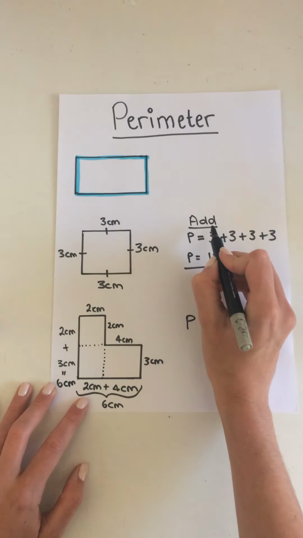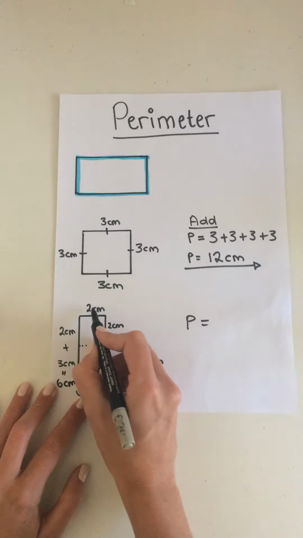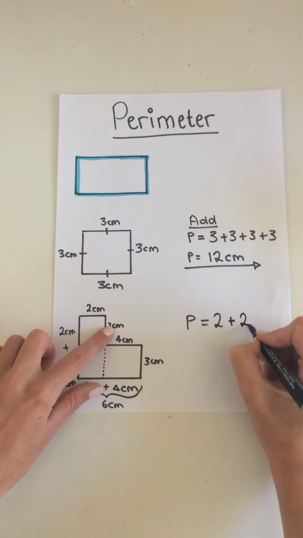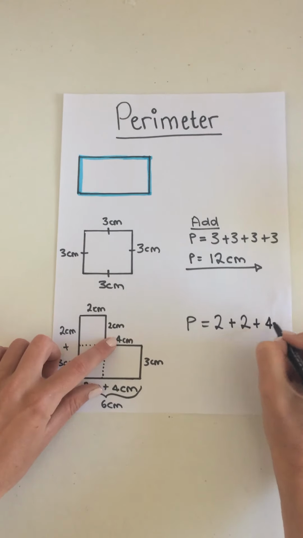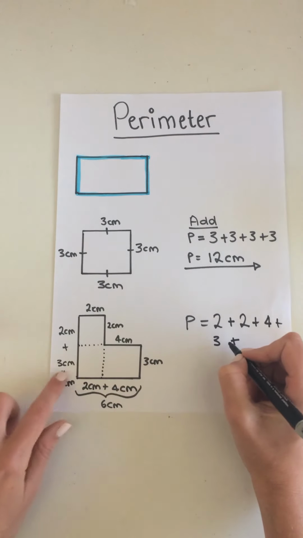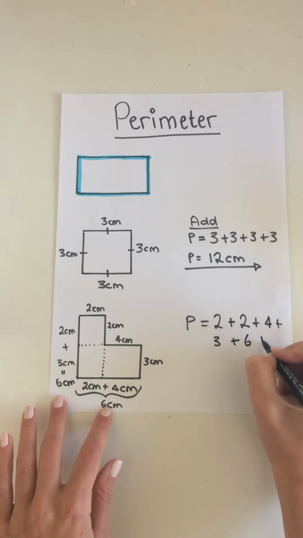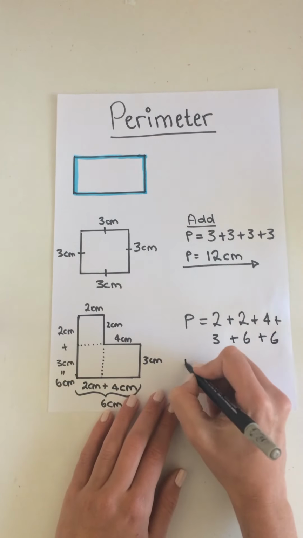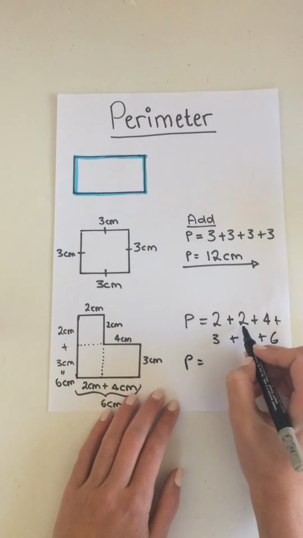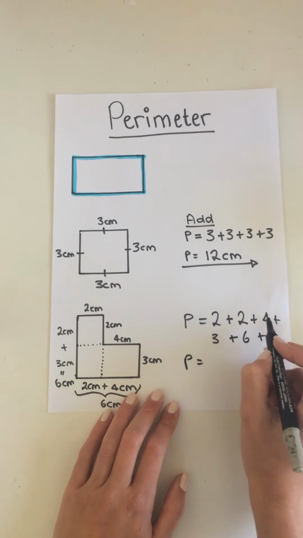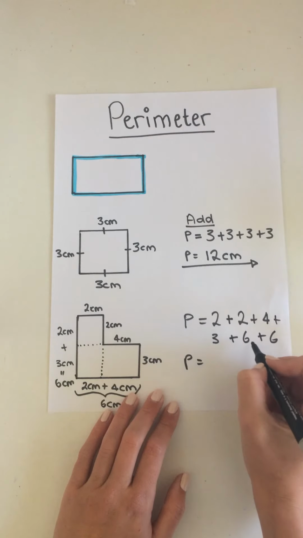Remember, perimeter, you add all the sides together. So perimeter here is going to be the 2 centimeters here plus 2 centimeters plus 4 centimeters plus 3 centimeters plus this whole side I've worked out is 6 centimeters plus that whole side I've worked out is also 6 centimeters. So that means perimeter is equal to 2 plus 2 is 4, plus another 4 is 8, plus 3 is 11, plus 6 is 17, plus another 6.